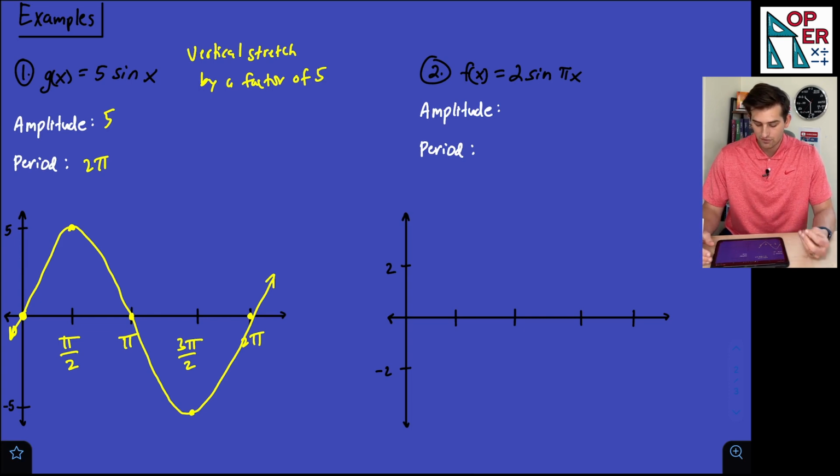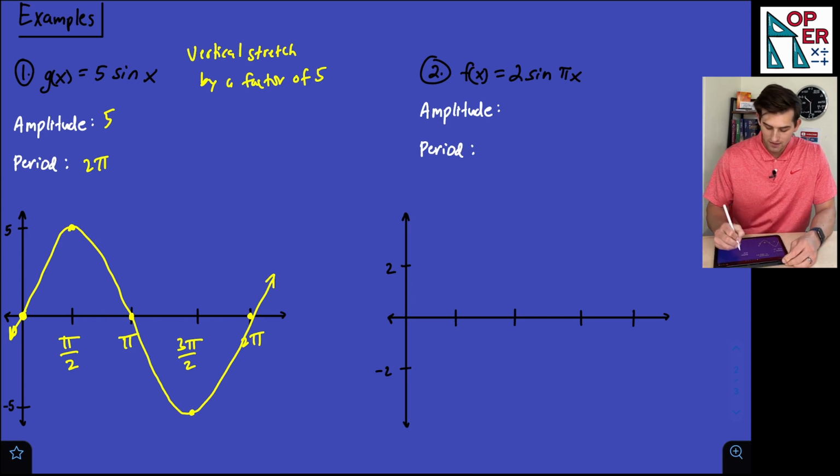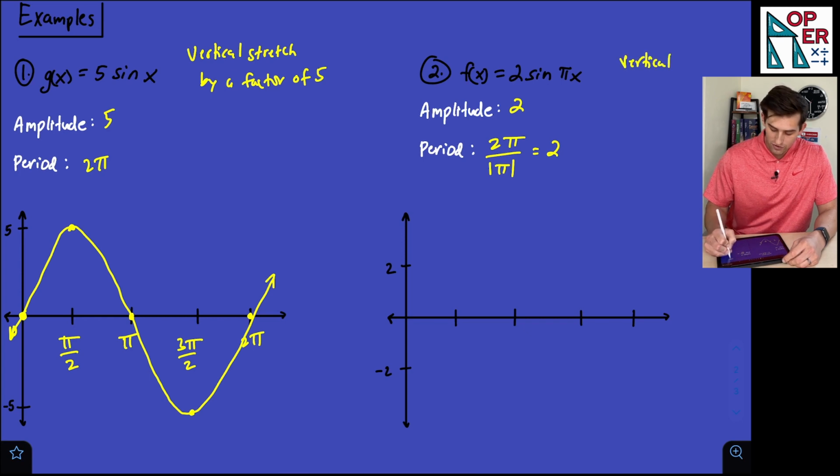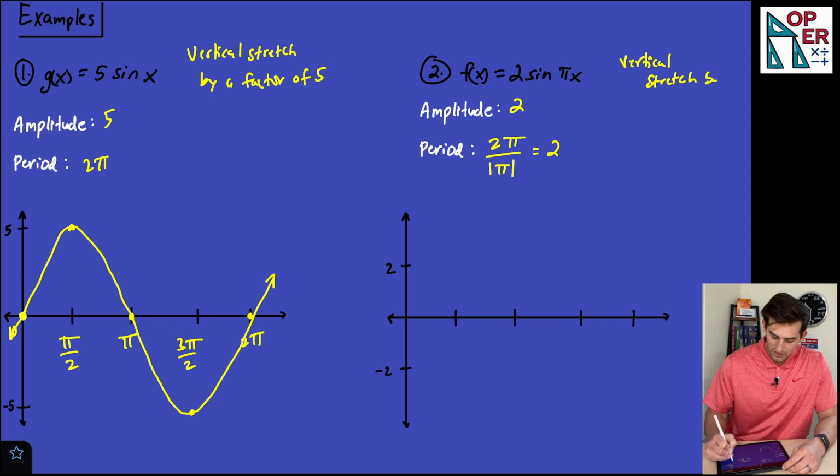Number 2, we have f of x equals 2 sine pi x. So here a is 2, so our amplitude would be 2, and our period is going to be 2 pi over the absolute value of pi, which would be just 2 pi over pi, and that's going to give us a period of 2. So now what has happened? Well, we've had a vertical stretch by a factor of 2. And we've also had a horizontal shrink by a factor of 1 over pi, right?